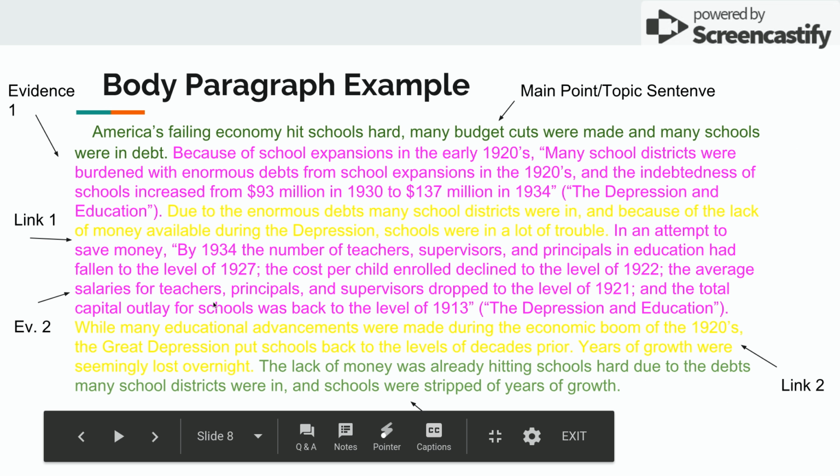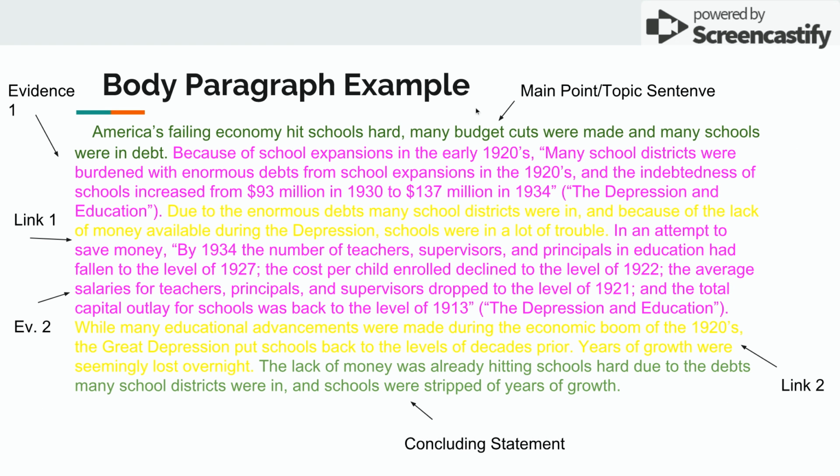Here's a body paragraph example. You can see the main point or topic sentence, with a little spelling error up there, but here's our topic sentence in green. You can see the evidence in purple. The lead-in phrase is this first phrase right here: Because of school expansions in the early 1920s, many school districts were burdened.